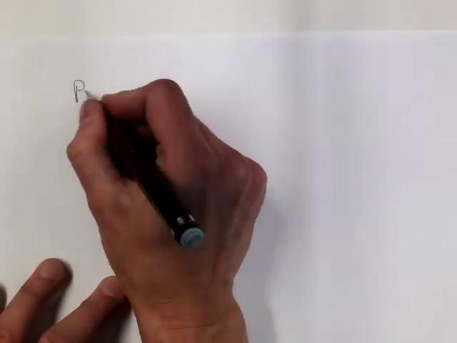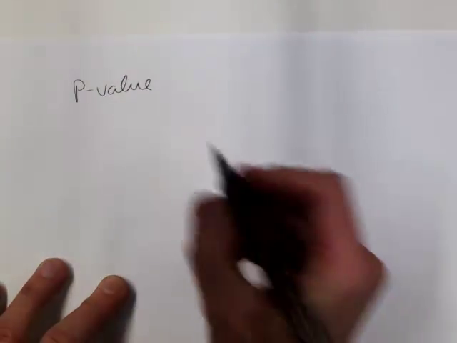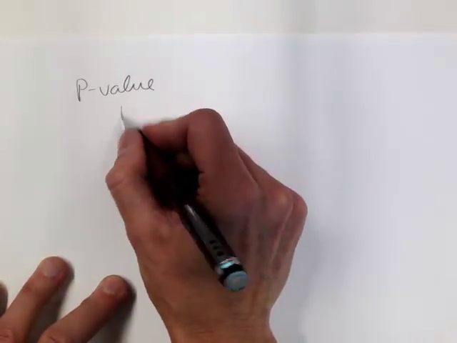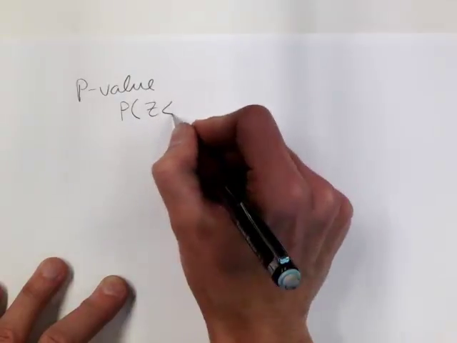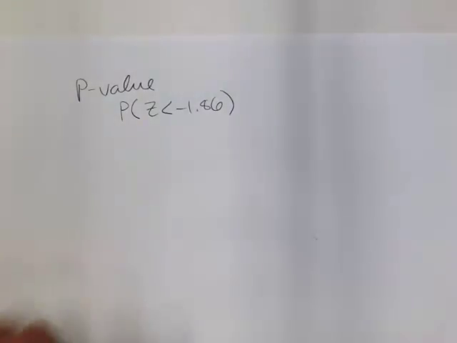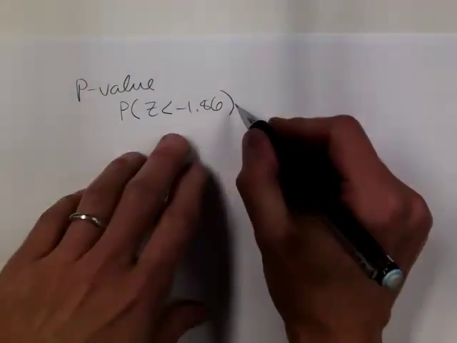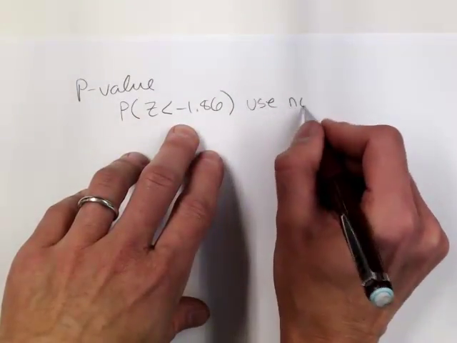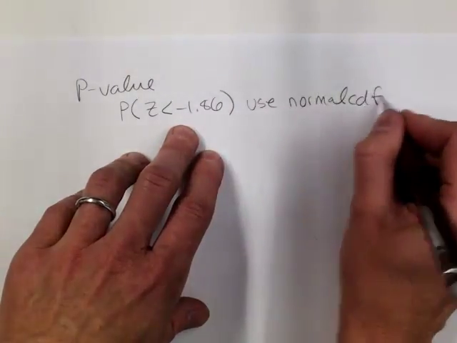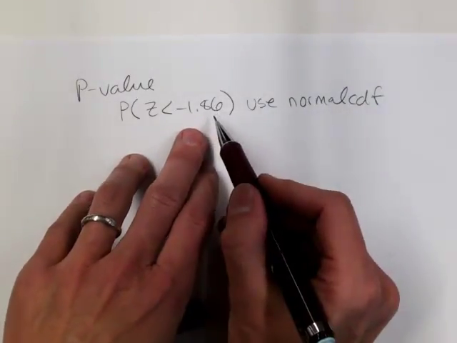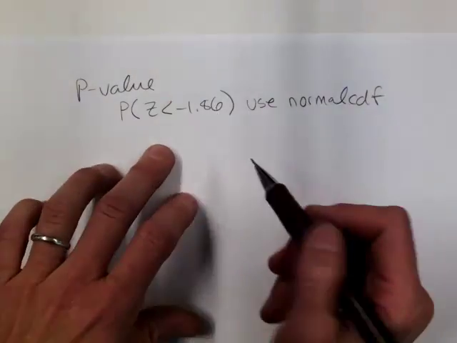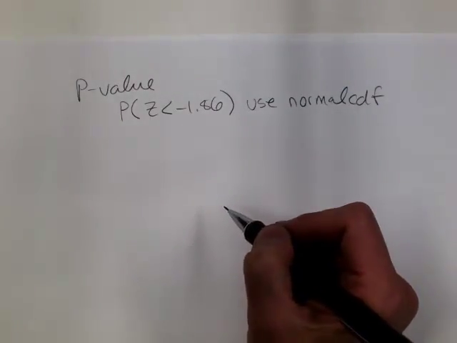Let's go ahead and find the p-value. I'm going to use the calculator to find the p-value. If I wanted to, I could do this by hand. It would be the probability of getting a z-score less than negative 1.86. I do not have to double that because it's a one-tailed test. If you wanted to do that by hand, you would use the normal CDF, because you're given the z-score and you want to find that corresponding area. But instead I'm going to go ahead and use the calculator.